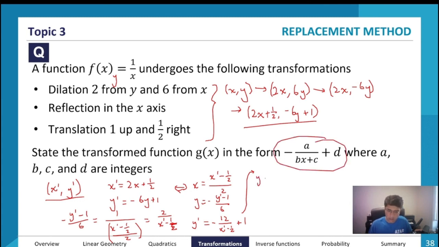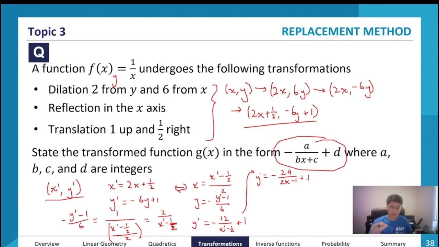So we're going to get y dash is equal to negative 24 over 2x minus 1 plus 1. So I just multiply the top and bottom by 2. That'll change this half into a 1. And now we have it in the form that they want: negative a over bx plus c, plus d. I've got negative 24 over 2x minus 1 plus 1. Okay, so that's the coordinate method.